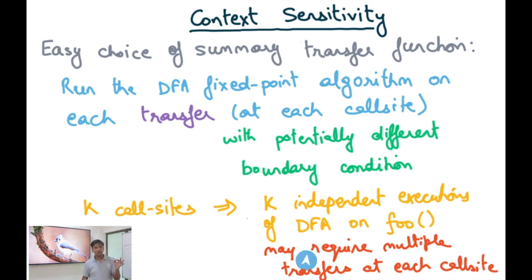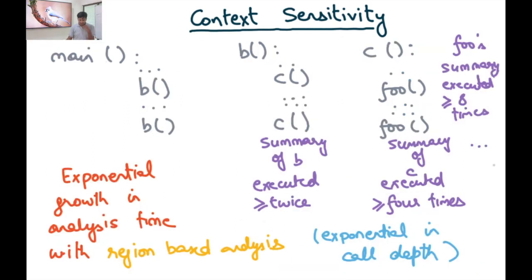Further, notice that I'm saying at least k, because you may require multiple transfers at each call site, because recall that the DFA algorithm is an iterative fixed point algorithm, and so that may require multiple transfers. And for each transfer, you'll have to run the entire DFA on the callee's body, on foo's body, with the new boundary condition. And so this is a problem. This is a scalability problem. This is a huge scalability problem, and this can be seen especially because the number of such invocations can grow exponentially with the call depth.